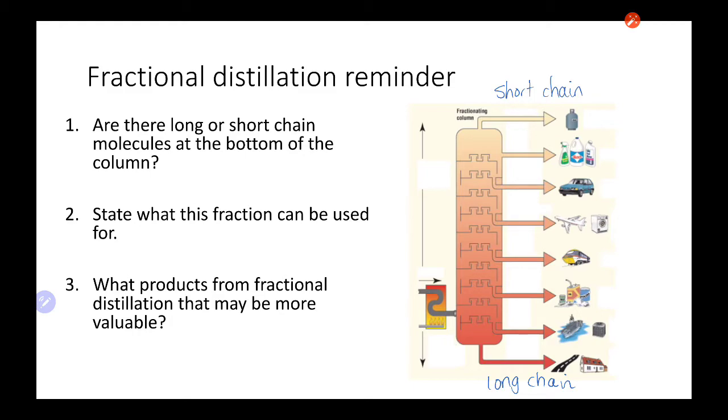Thinking about the different uses of the different fractions after your oil's been refined, it's important that we understand which fractions are most important for us in society. Remember, at the bottom we've got the fraction we call bitumen. In between we've got things like fuel oil, diesel, petrol, and naphtha, which goes on to make chemicals, and at the top we've got our bottled gases, like camping stove gas.